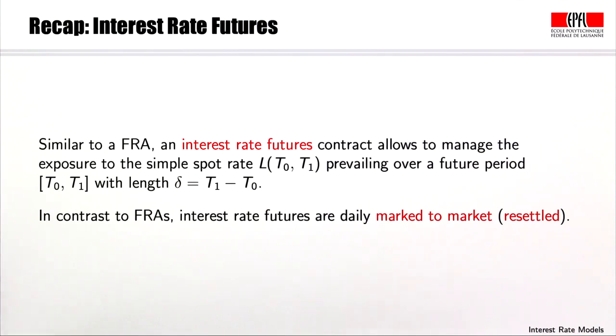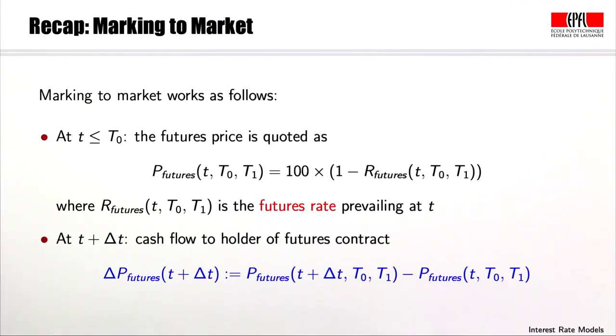Let us recap what we have learned about interest rate futures. Similar to a forward rate agreement, an interest rate futures contract allows one to manage the exposure to the simple spot rate prevailing over a future period [T0, T1] with length that we denote by delta in the following. Recall that in contrast to forward rate agreements, interest rate futures are daily marked-to-market. The marking-to-market works as follows.